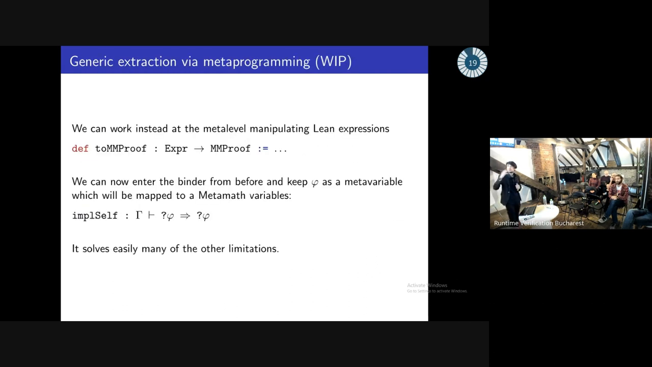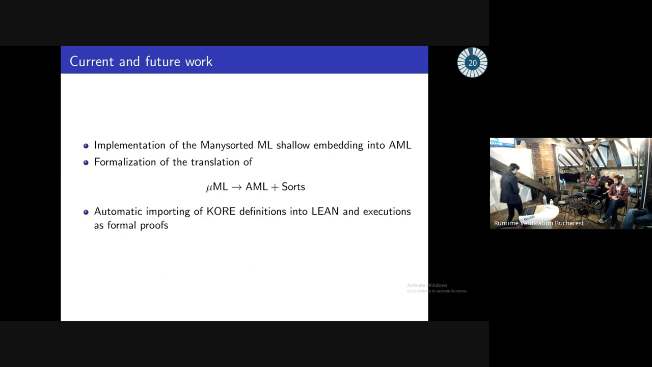Okay, and there's also a different kind of approach that goes rather than from Lean object level to the Lean metaprogramming level, which addresses some of the issues before. You can just look inside the binder and translate Lean meta variables to pattern variables in MetaMath, but that's more work in progress.